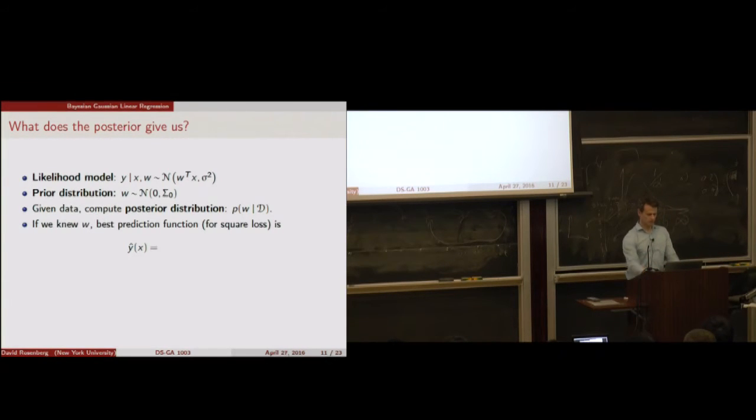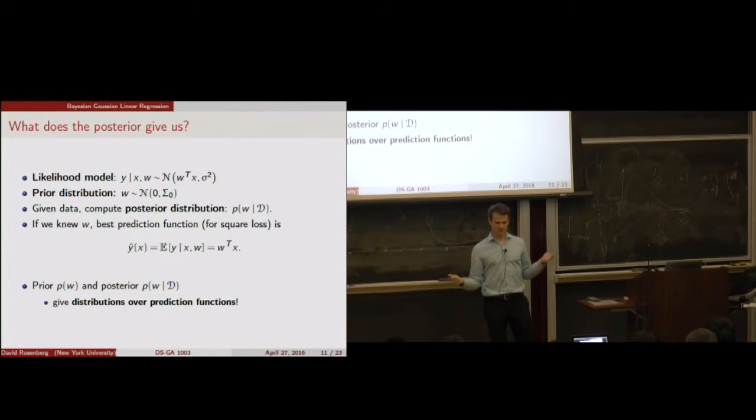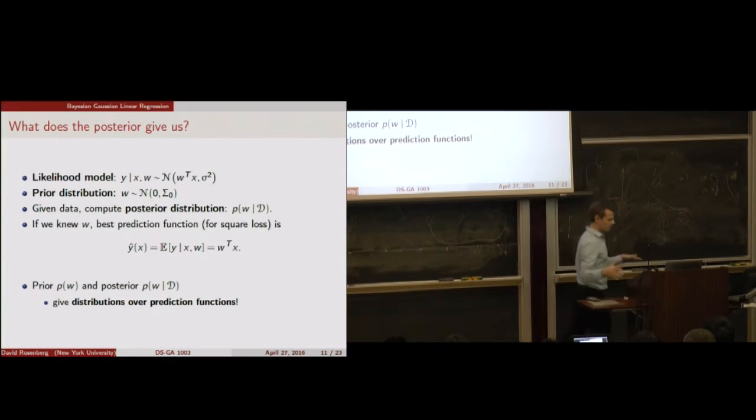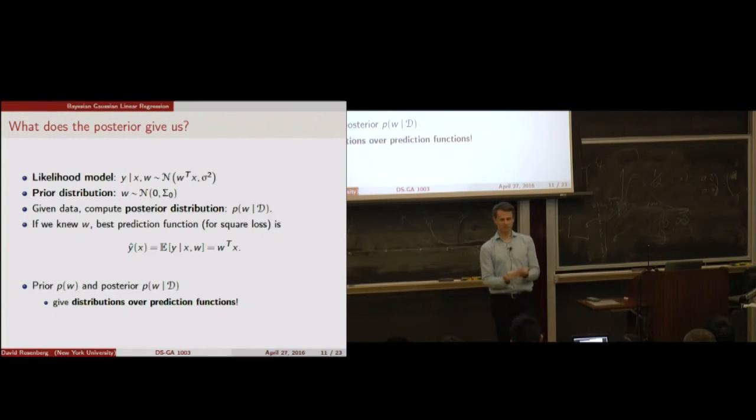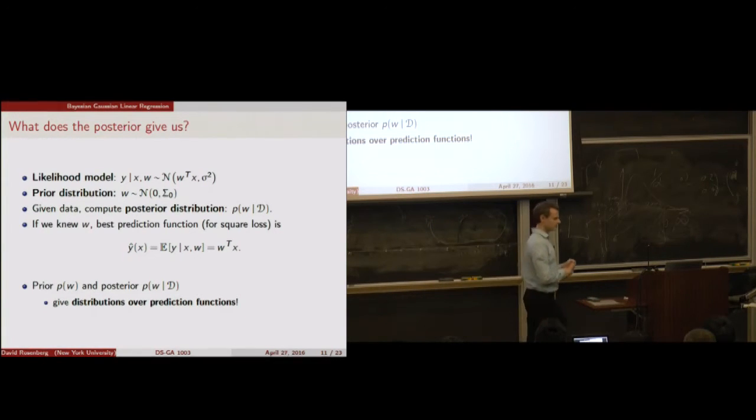Okay. So let's catch up on the slides. So this distribution on W effectively gives us a distribution on prediction functions. For every W, we have our best prediction function that we can use. So we have a distribution on W that gives us a distribution on prediction functions. In fact, we started with a distribution on prediction functions too. We started with the distribution on W, right? That was the prior. So the prior distribution on W corresponded to a prior distribution on prediction functions. And the posterior distribution on W is a different distribution on prediction functions.